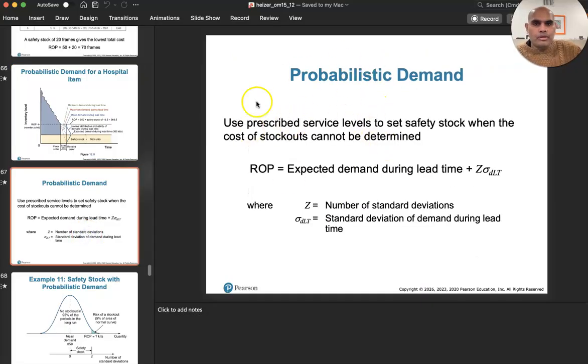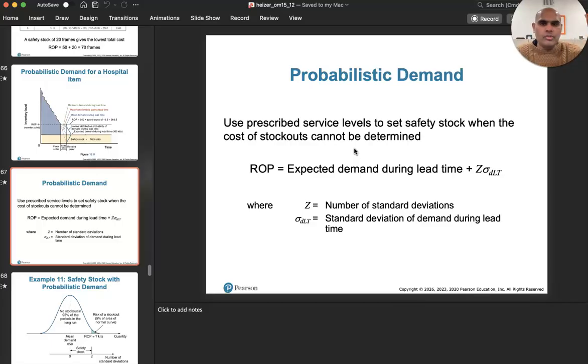So when demand is probabilistic, what we do is we prescribe service levels to set safety stock when the cost of stockouts cannot be determined, right? Sometimes the cost of stockouts can be determined, and then you have a different method. I'm not going to go over that. It's in the textbook. You can take a look at that. But in most real life scenarios, it's very hard to figure out what is the cost of a stockout, right?